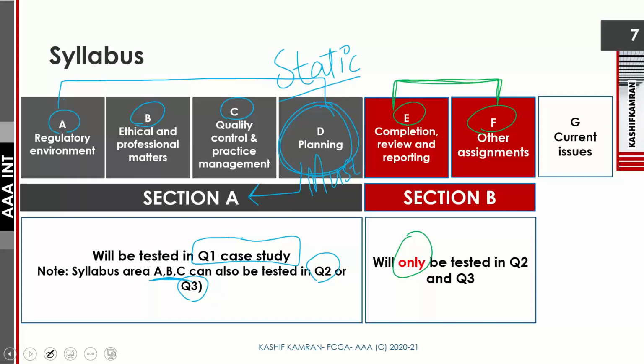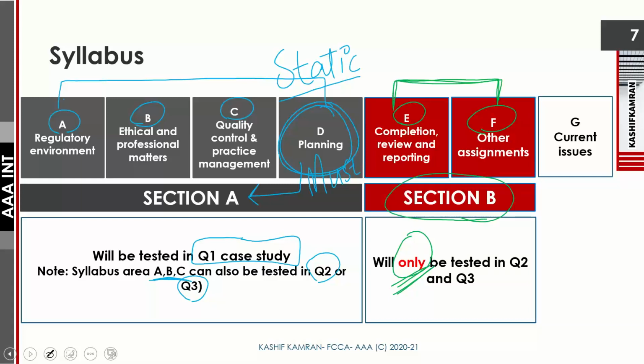Syllabus area F cannot move into section A. Can you expect syllabus area E in section A? No. Can you expect syllabus area F in section A? No. Because the examiner is saying will only be tested in question 2 and 3. So where will you find syllabus area E? Either in 2 or 3. Where will you find syllabus area F? Either in 2 or 3. So syllabus areas E and F are confined to section B only.